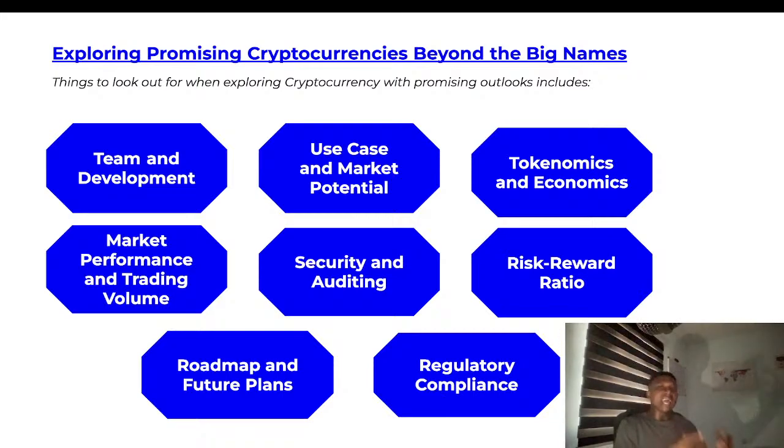Now, exploring promising cryptocurrency beyond their big names. All right. So beyond the big names of this cryptocurrency, you also need to understand which of these cryptocurrencies is promising. You need to know which of these would yield profit, or would yield a positive result, or would add value to my portfolio. Now, in looking out for these cryptocurrencies, you need to carry out some personal research.